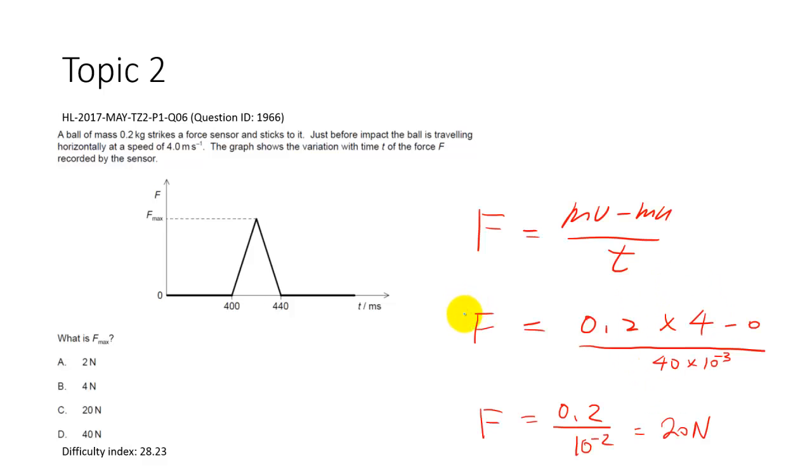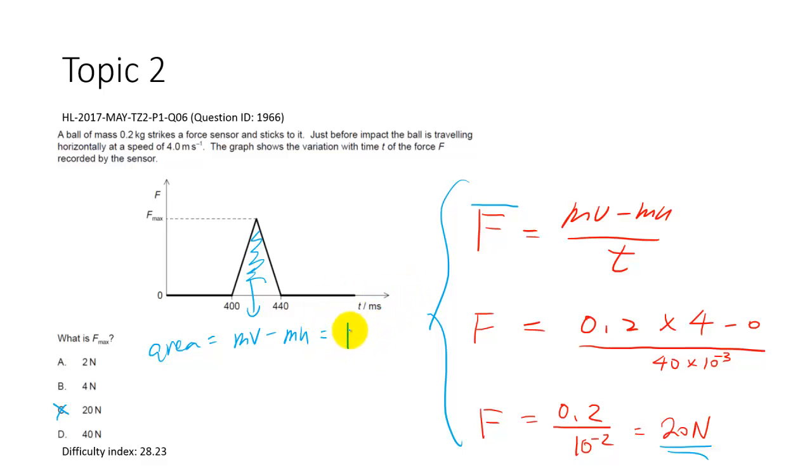The reason some people may get it wrong is that they simply follow this equation without thinking that in this equation F is the average force. So the 20 Newton that you might find is not the correct answer because this is not the maximum force. The actual way you should do it is by thinking of the area here, which equals the impulse, which is mv minus mu, and you could also calculate it using the area of a triangle: F maximum times delta t divided by 2. By doing so, you can find the answer, which is 40.